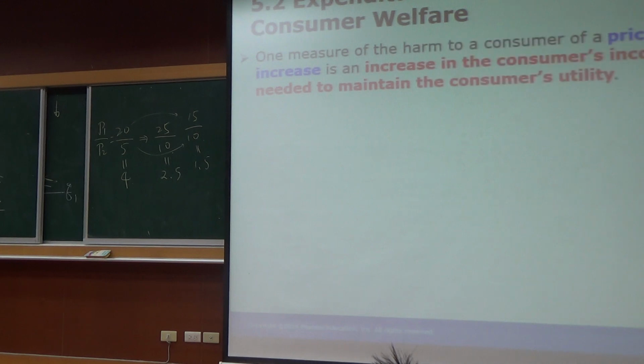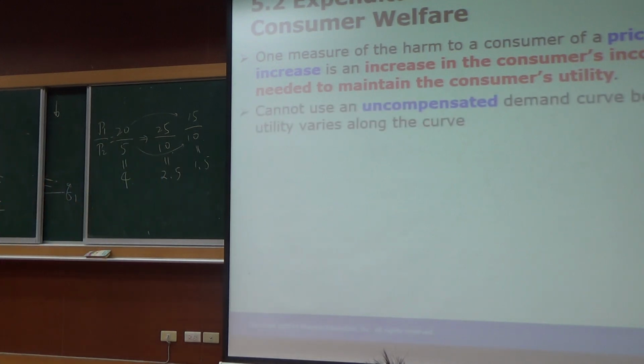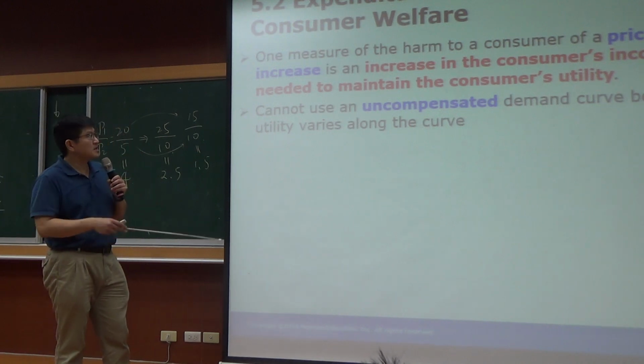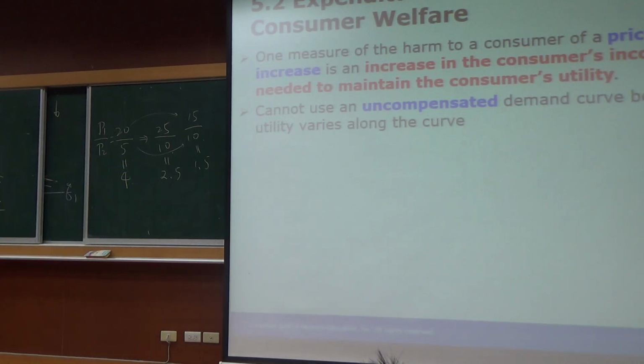But how to do that? How to compensate you? The harm to a consumer of a price increase is an increase in the consumer's income needed to maintain the consumer's utility. This is one measure to maintain your utility. We cannot use an uncompensated demand curve because utility varies along the curve. Okay, let me explain what we are going to do.